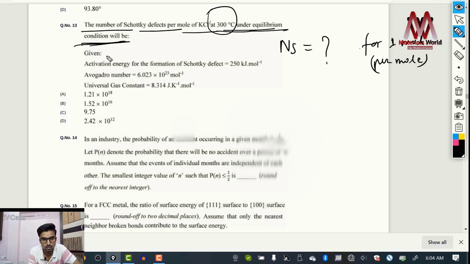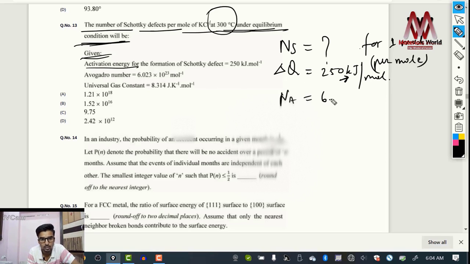At 300 degrees Celsius. The given data is activation energy, that is delta Q, given as 250 kilojoule per mole. So remember it is in kilojoule. And the Avogadro number Na is given as 6.023 into 10 to the power 23 per mole. And the value of R is 8.314 Joule per Kelvin. So there are two tricks.